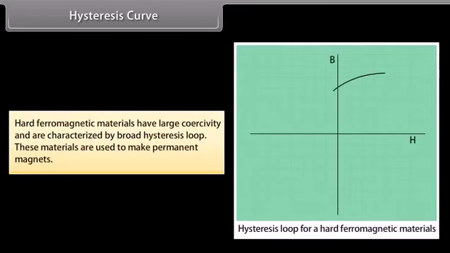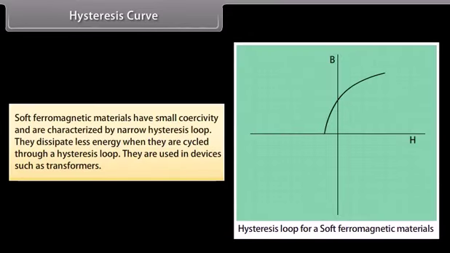Hard ferromagnetic materials have large coercivity and are characterized by broad hysteresis loop. These materials are used to make permanent magnets. Soft ferromagnetic materials have small coercivity and are characterized by narrow hysteresis loop. They dissipate less energy when they are cycled through a hysteresis loop. They are used in devices such as transformers.